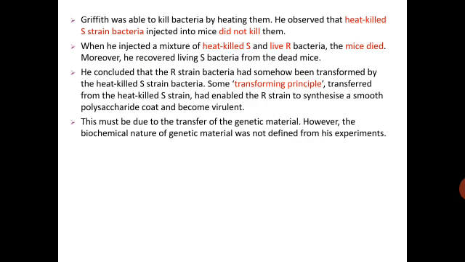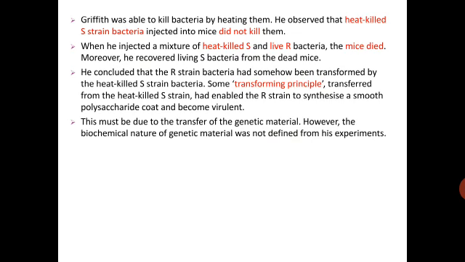So firstly, Griffith injected S strain into the mice, which was virulent, and the mice died of pneumonia. Secondly, he injected R strain into the mice, which was non-virulent, and the mice survived. Thirdly, he heat killed S strain bacteria and injected them into the mice, but the mice survived. And lastly, he mixed heat killed S strain with live R strain bacteria and injected them into the mice, and he observed that the mice died of pneumonia.